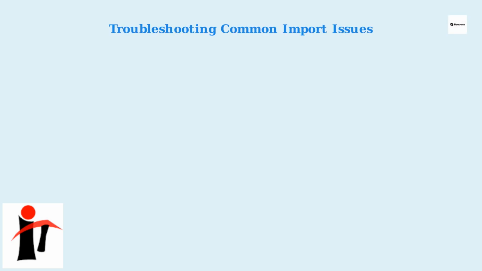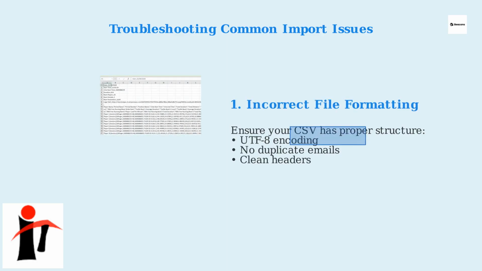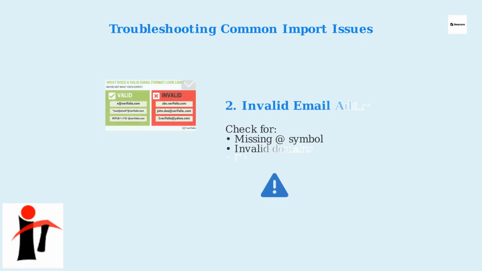When importing subscriber lists into Beacons.ai, you might encounter some common issues. Let's explore the most frequent problems and how to resolve them. The first common issue is incorrect file formatting. Your CSV file must be properly structured with UTF-8 encoding to handle special characters, no duplicate email addresses, and clean column headers. Another frequent problem is invalid email addresses.